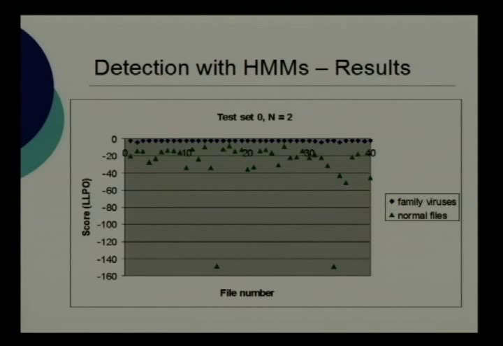This is a typical result of all the 25 models. As we can see, the model in fact assigns high values to family viruses, and the probabilities assigned to normal files are much lower. So if we can reasonably select a threshold that clearly separates them, we can actually achieve a 100% detection rate when we try to distinguish a normal file from an NGVCK virus.